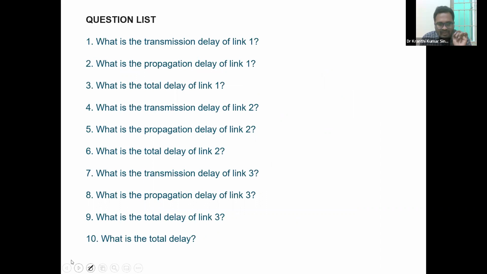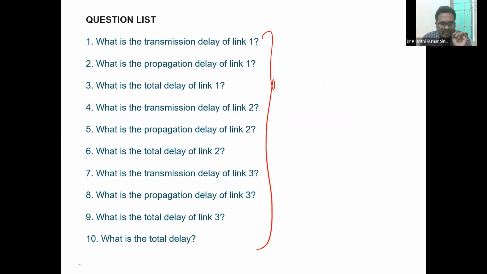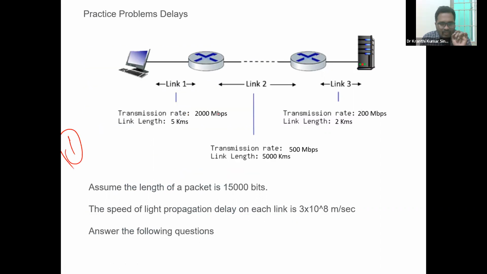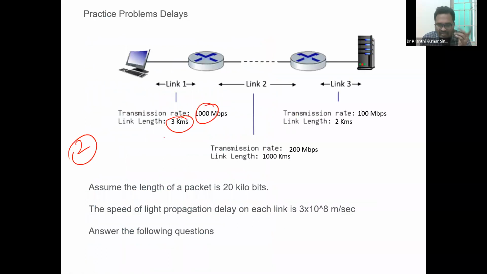Right? So this is problem 1, and this is problem 2. The questions are the same, 10 questions only. If you observe problem 1, here it is 2000 Mbps, 5 kilometers. If you observe problem 2, it is 1000 Mbps, 3 kilometers. Same type only.